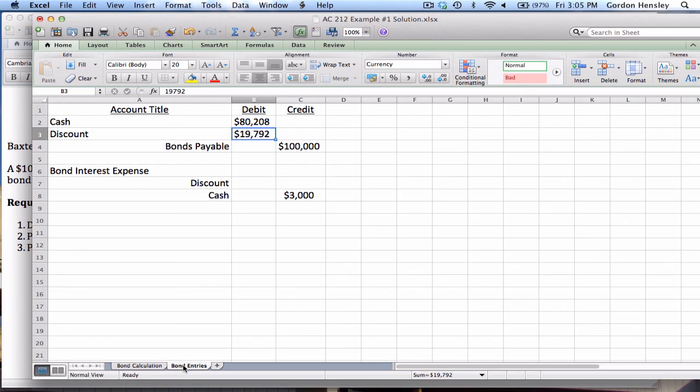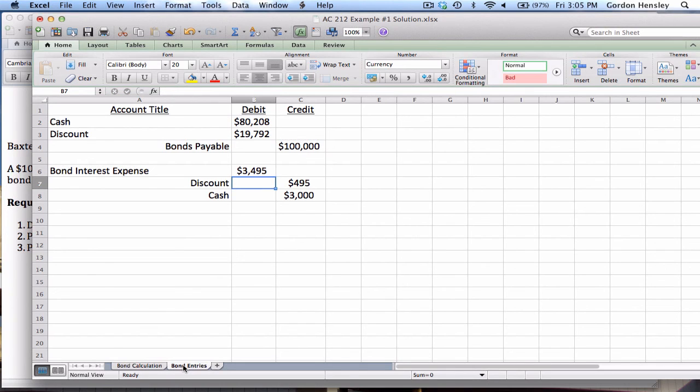So basically, I've got to get rid of this $19,792 discount. How many opportunities do I have to do that? 40 opportunities, because I'm going to make 40 interest payments, 2 a year for the next 20 years. So for my discount amortization, I'll just simply take that $19,792 and divide that by 40. And that rounds out to about $495. So the final piece of the puzzle is to debit the bond interest expense for $3,495.